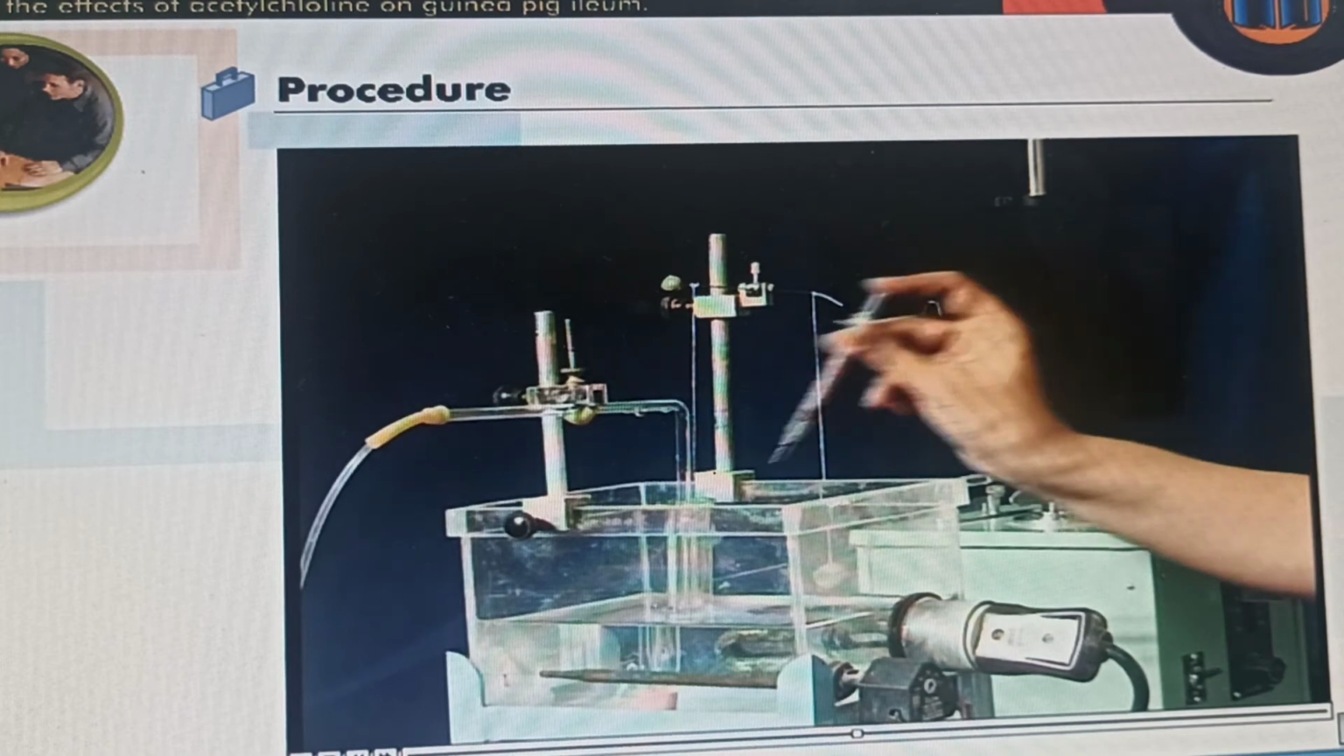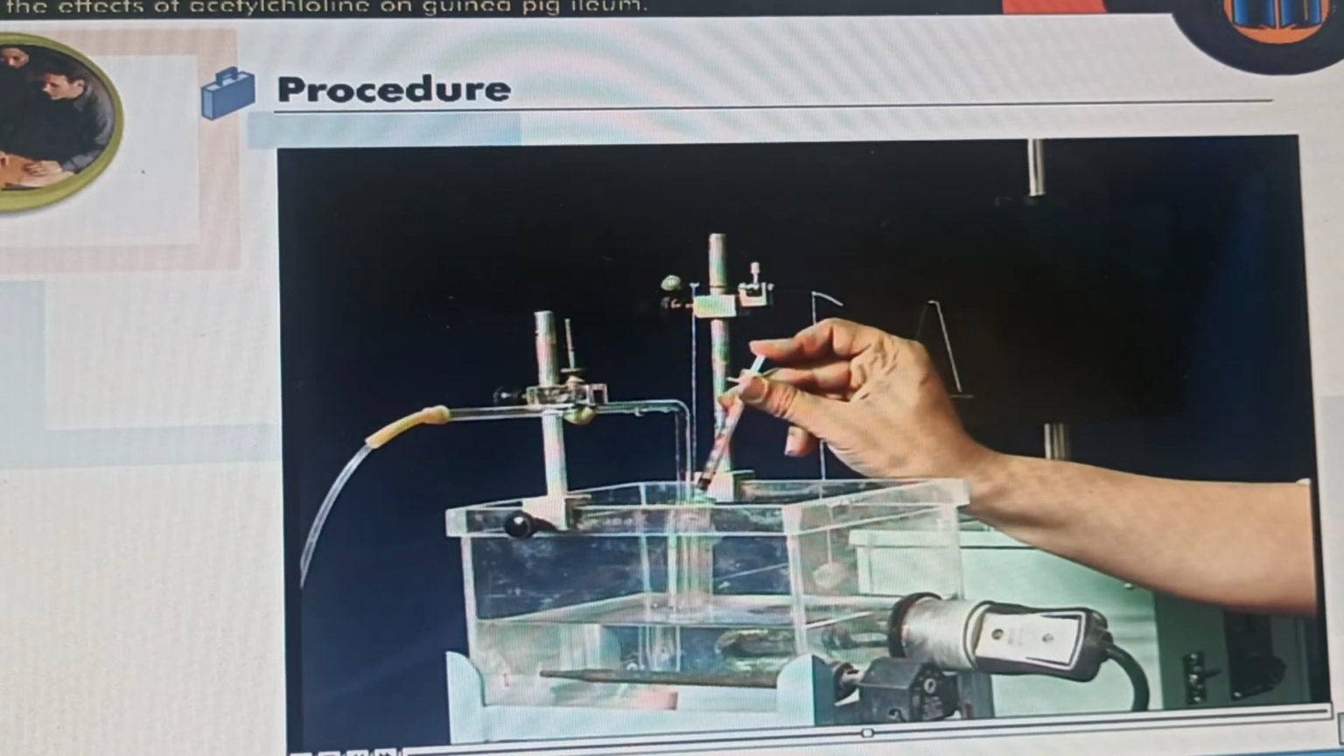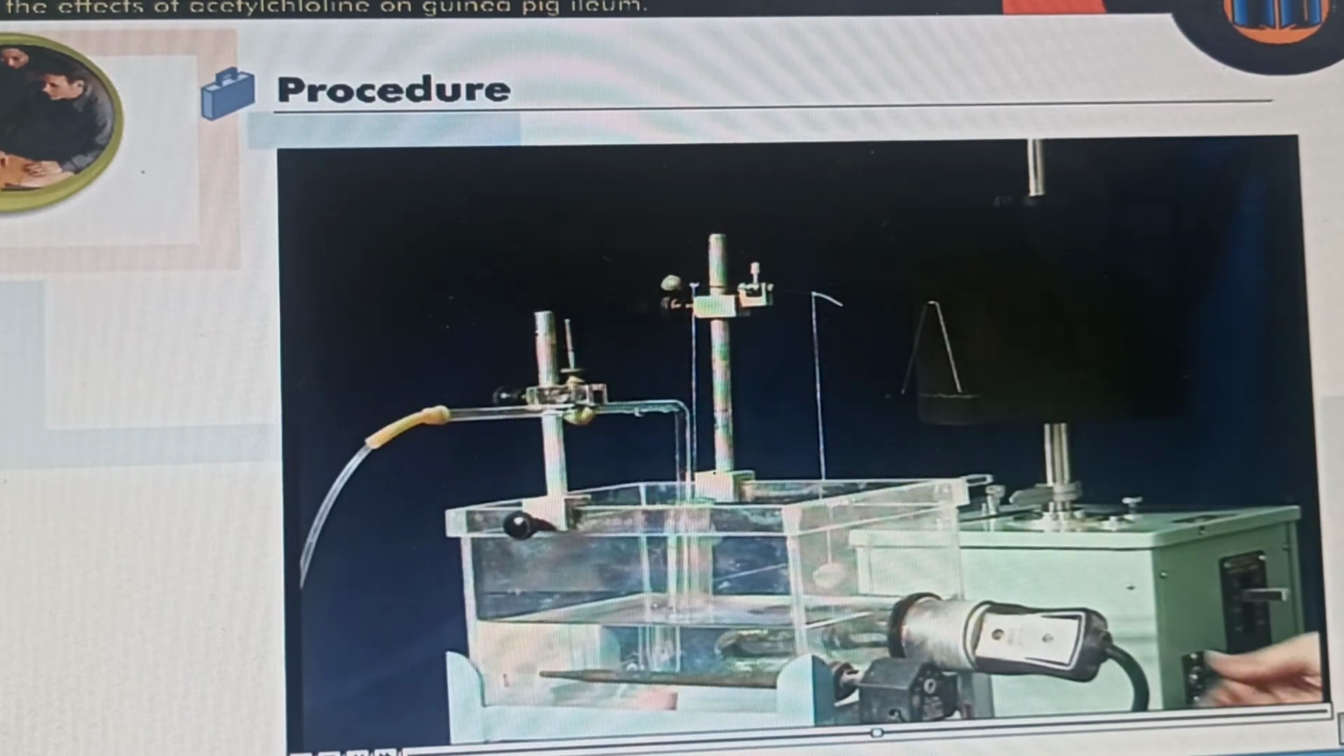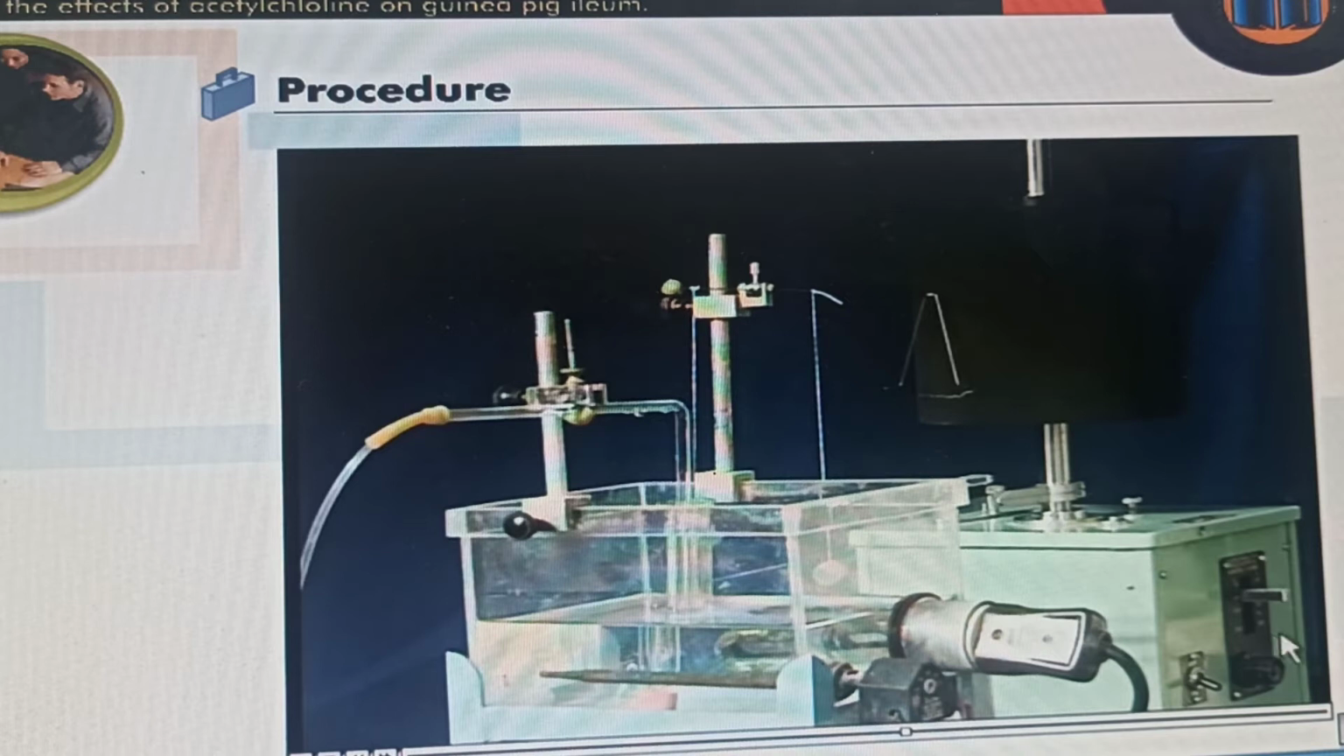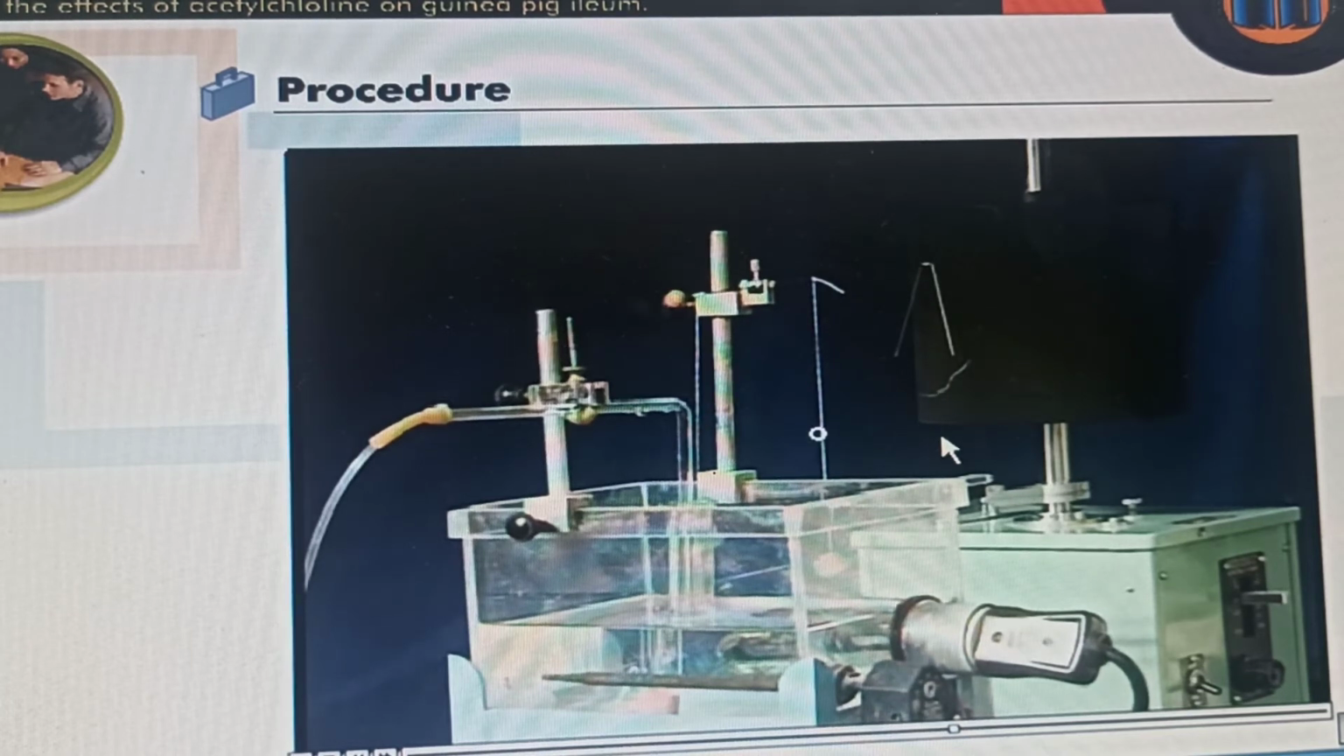Now stop the drum and inject 0.1 ml of stock solution of acetylcholine in the reservoir containing the ileum. Start the drum immediately and record the contractions for 30 seconds. You will observe upward movement of the tip of the frontal writing lever on smoked paper.